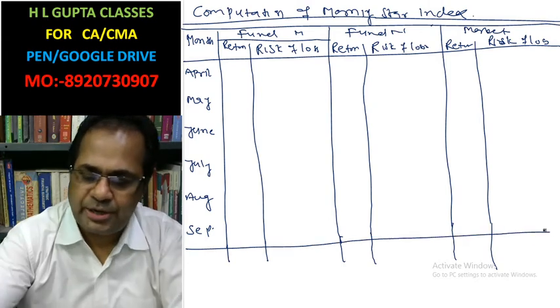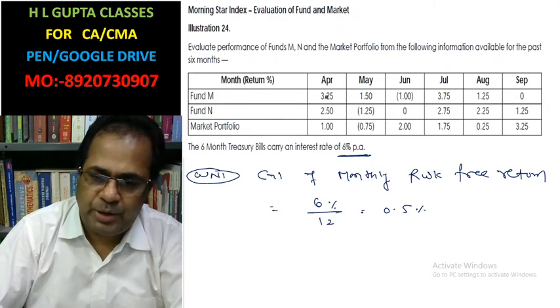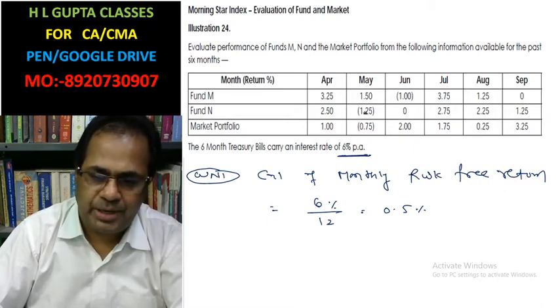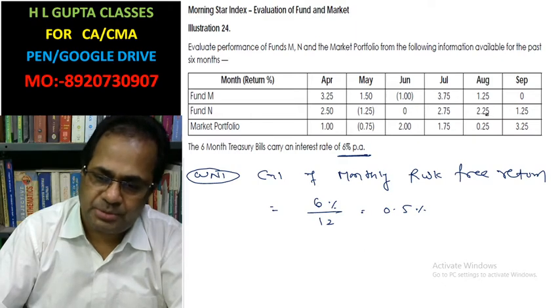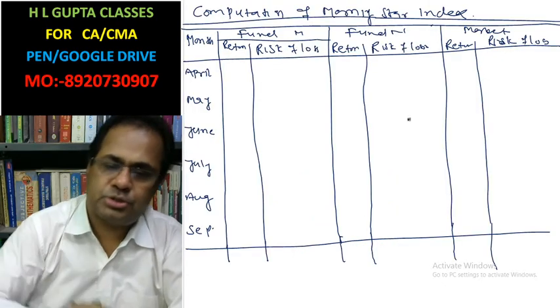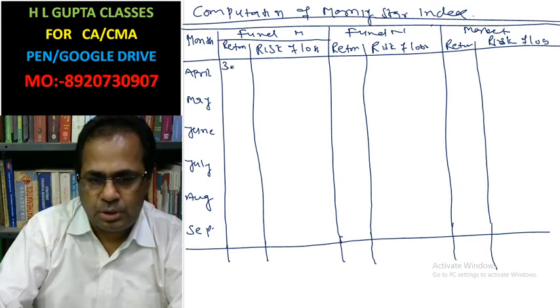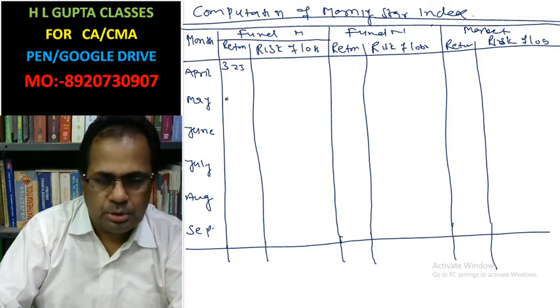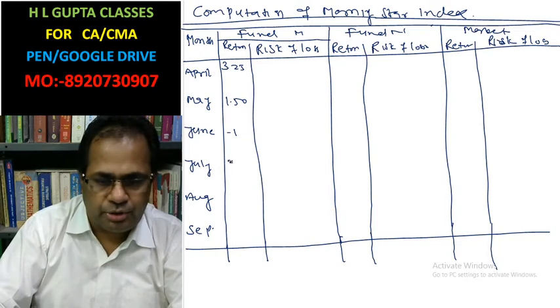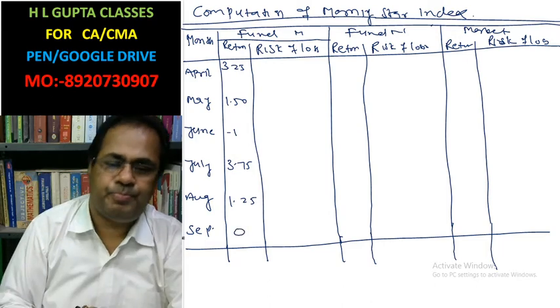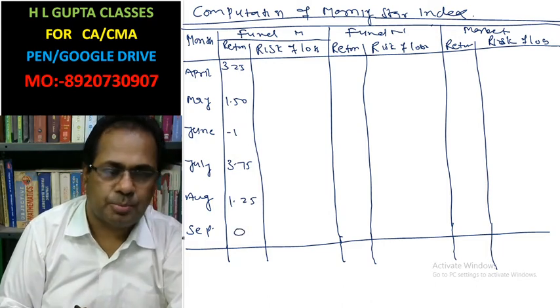What are the returns of fund M? These are 3.25, 1.5, minus 1, 3.75, 1.25, 0. And fund N is 2.5, minus 1.25, 0, 2.75, 3.25. Just to write the return for fund M: 3.25, 1.50, minus 1, 3.75, 1.25, this is 0. Now you have to calculate risk of loss.